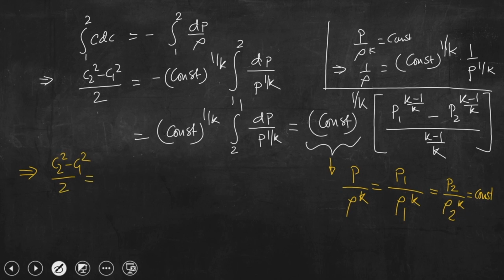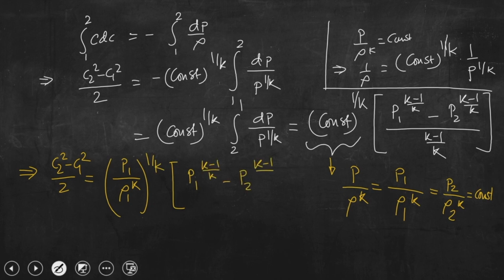This constant is P1 by rho1 to the power k, power 1 upon k, into P1 to the power k minus 1 upon k minus P2 to the power k minus 1 upon k, into k by k minus 1. So, this is the expression. If we go one step further, we can write what the expression should be.